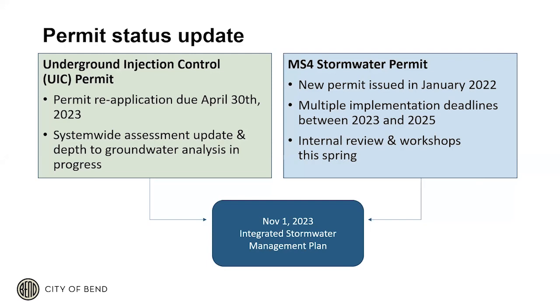So this is anything that covers water flowing into dry wells, drill holes, and infiltrating groundwater. So not related to surface water. So for this permit, it's expiring in 2023, and we have a reapplication due by April 30th.